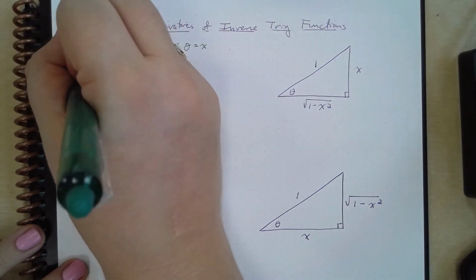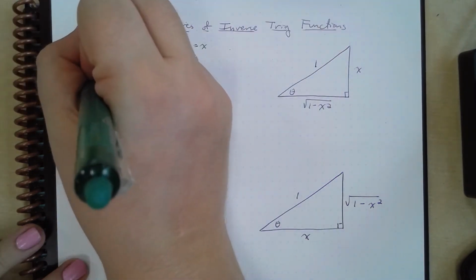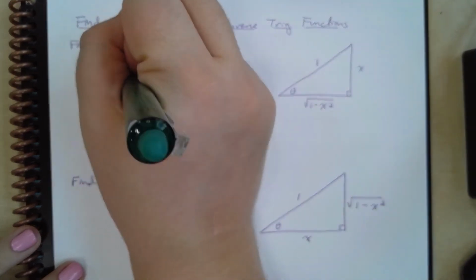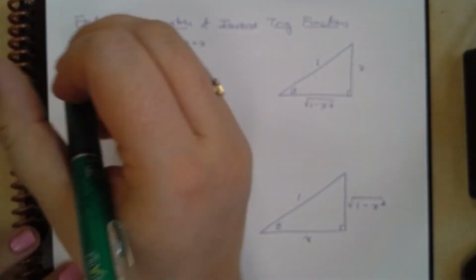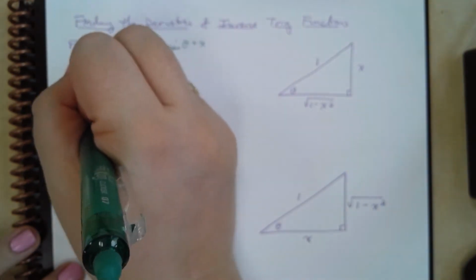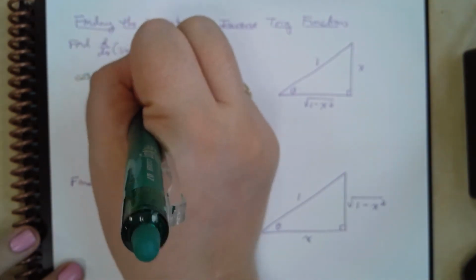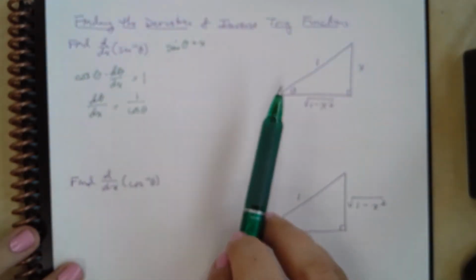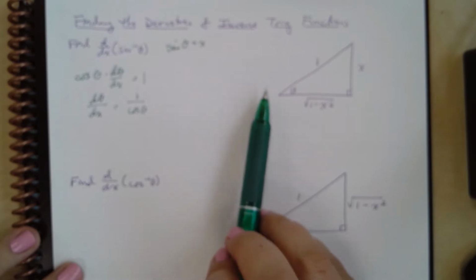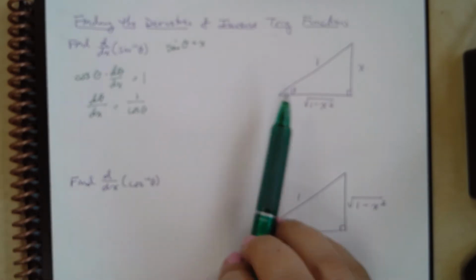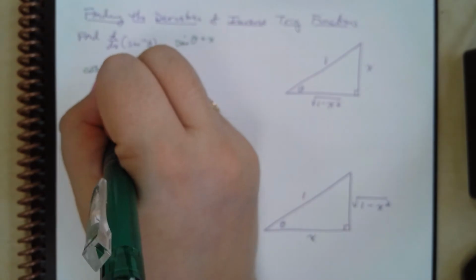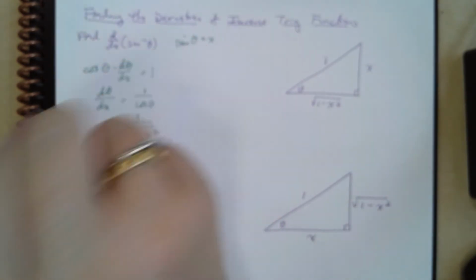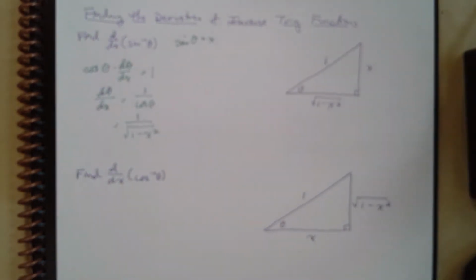Then I'm going to take the derivative of both sides. Cosine of theta times d theta over dx is equal to 1. So d theta over dx is equal to 1 over cosine theta. And cosine, adjacent over hypotenuse, so this is going to be equal to 1 over the square root of 1 minus x squared. Hopefully that makes sense to you.